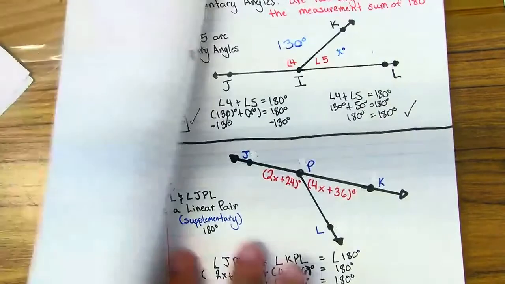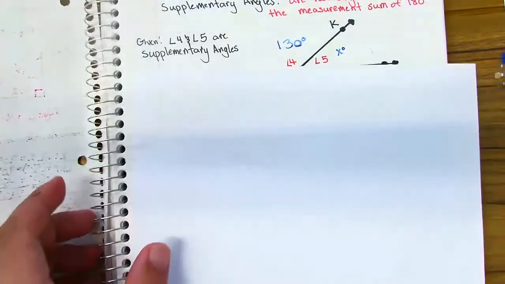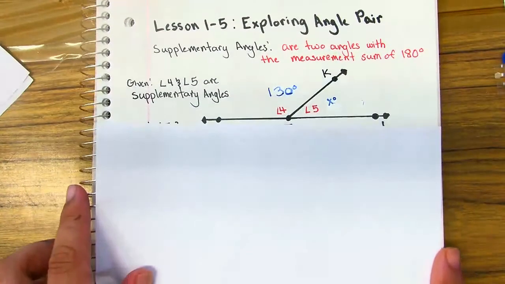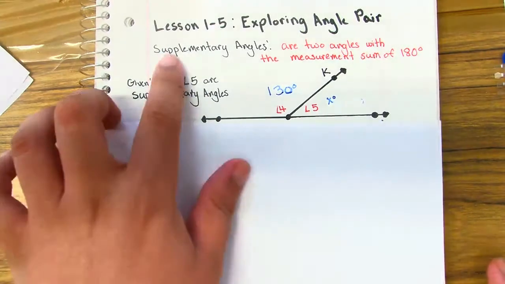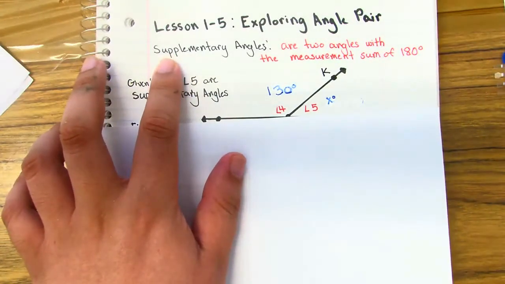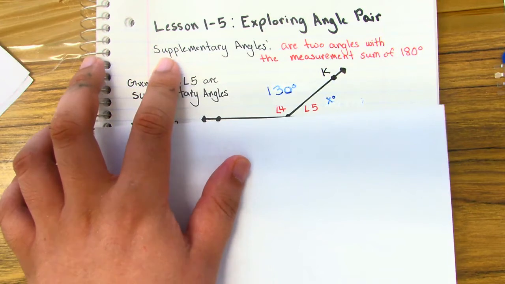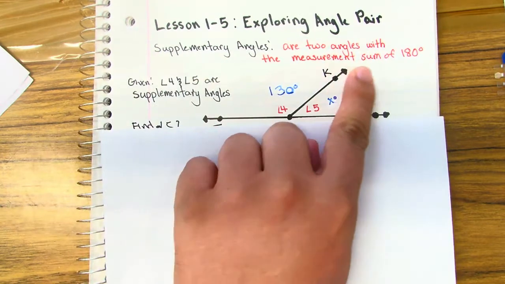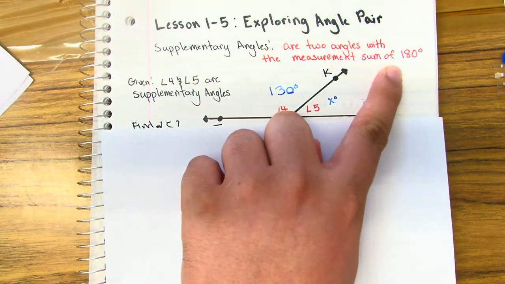to something similar to that, which is supplementary angles. What are supplementary angles, you say? Supplementary angles are, let me erase this. Someone just typed it. Okay. Supplementary angles are two angles with the measurement sum of 180 degrees.